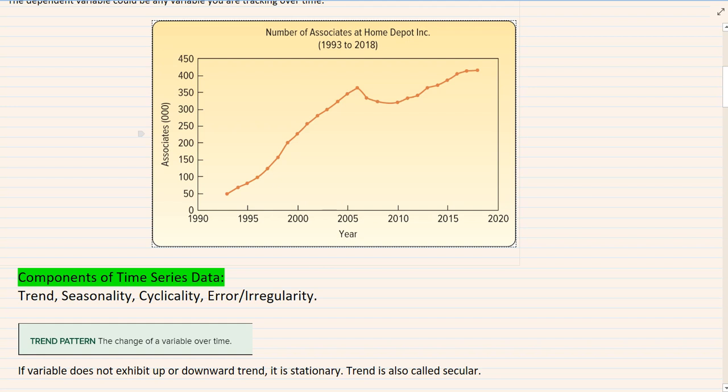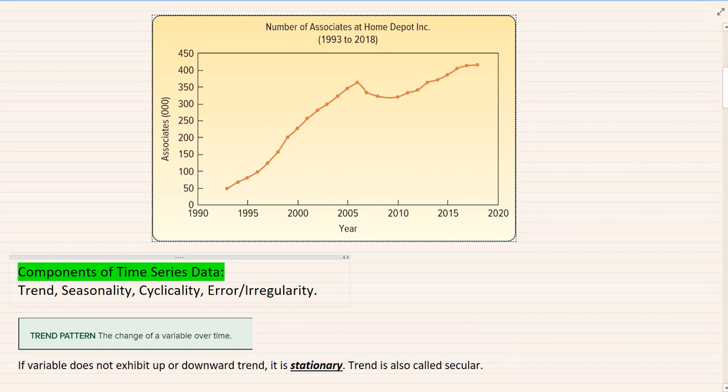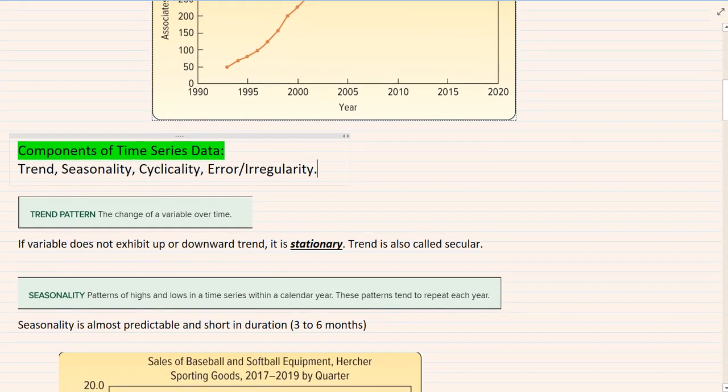With these trends, we're usually looking for upward or downward trends. They can go up in an exponential manner, or they can fall in an exponential manner, as long as there's some kind of trend. If the variable doesn't exhibit any upward or downward trend, then we call that stationary. And our focus in this course is indeed these kinds of series, the ones that are stationary, because we're going to use moving averages to analyze these.